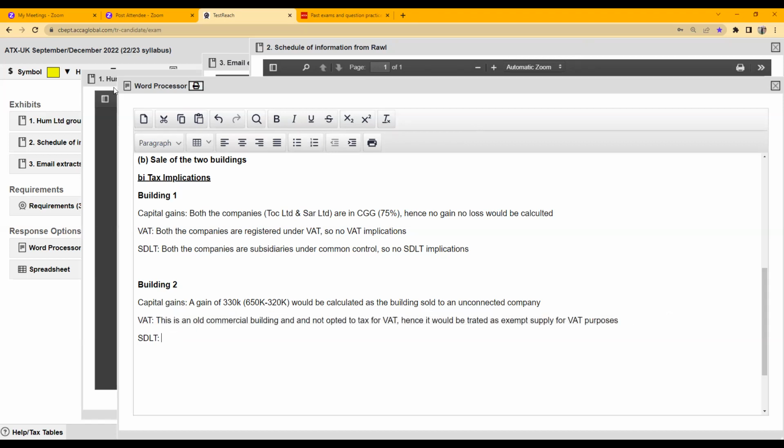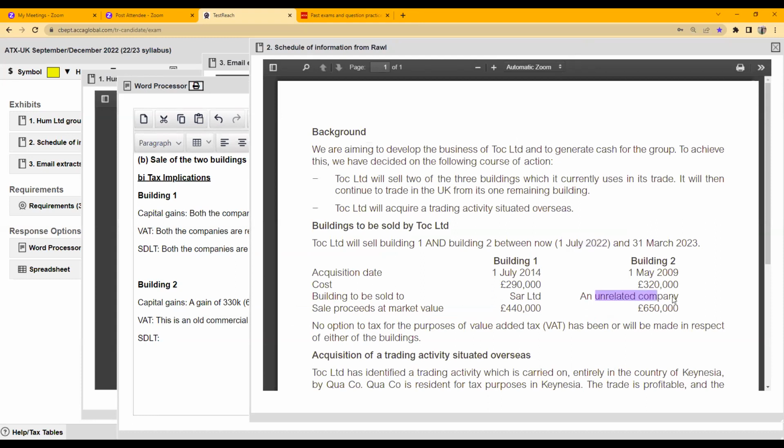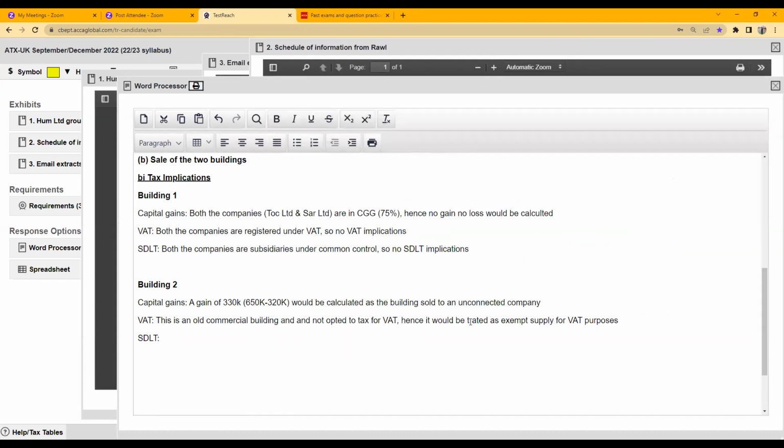By the way, you are disposing of the building to an unconnected company, and the purchaser company would be paying SDLT. Is there an implication for your company? No. The buyer company would be paying SDLT and there are no implications for Talk Limited. That's it. As we think that we should write more and more, it's not like that.